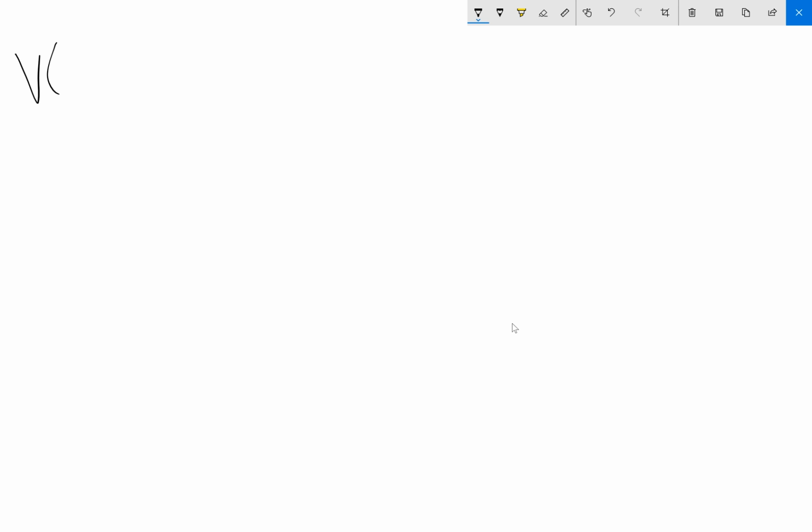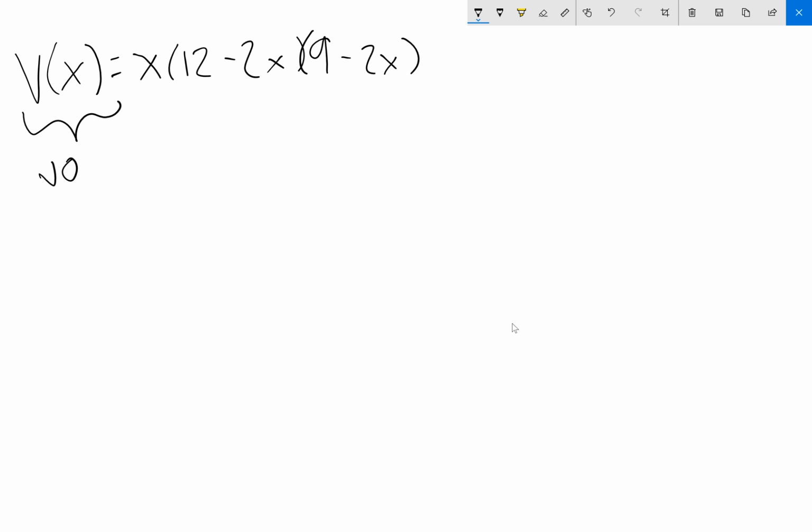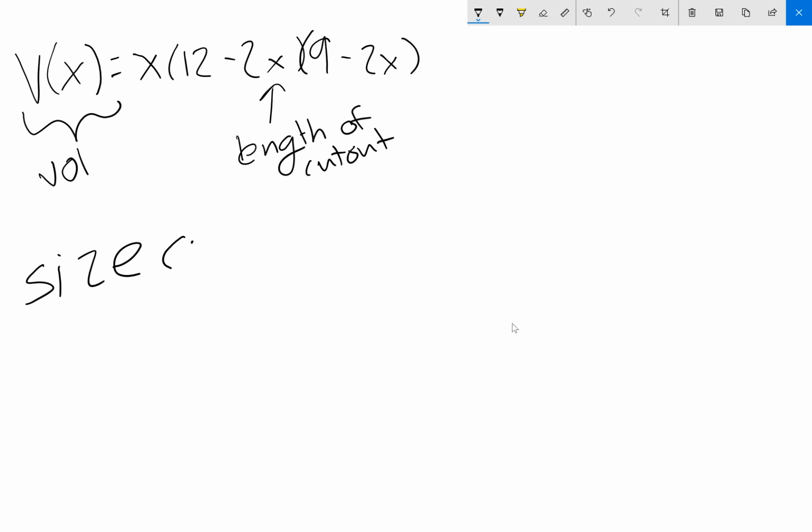So we have b of x equals x times (12 minus 2x) times (9 minus 2x). It says it represents the volume, meaning the volume is the output, with a cutout of x inches, so x is the length of the cutout. Using your graphing calculator, find the size of the cutout when the volume is 35 cubic inches.